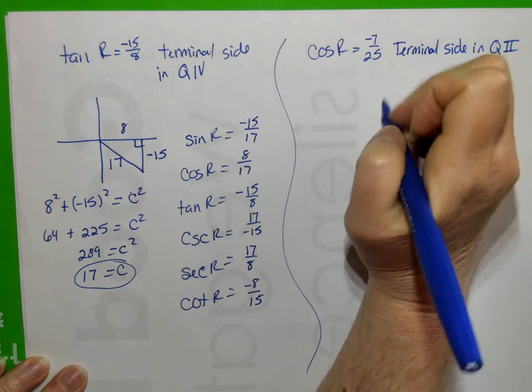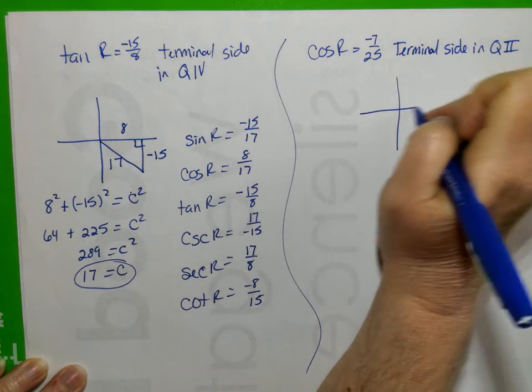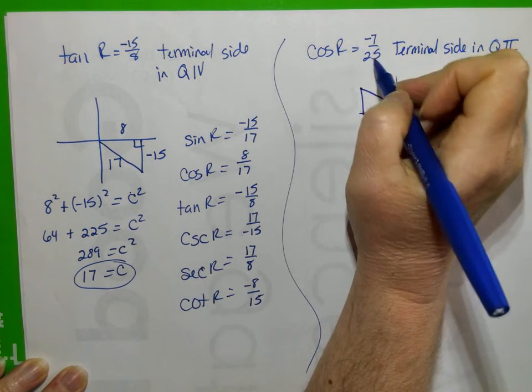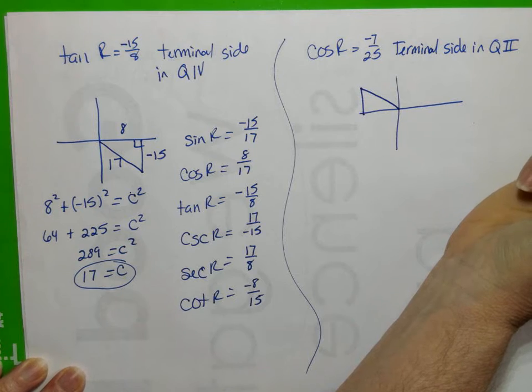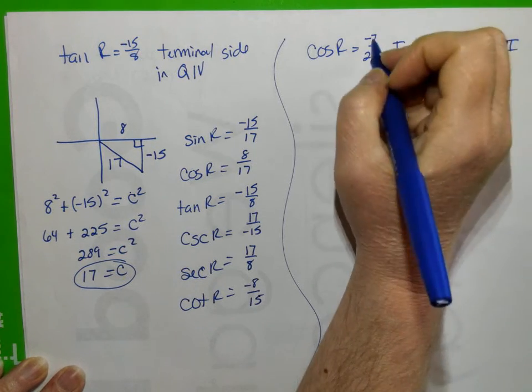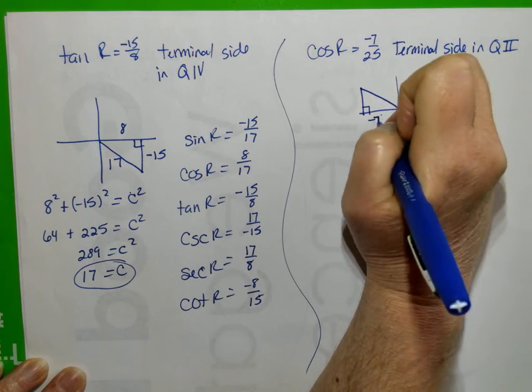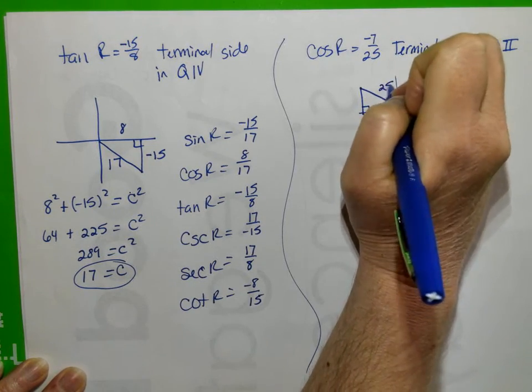This time we're in quadrant 2. Quadrant 2 is over here. And the cosine is -7/25. So that means my adjacent is down here. And my hypotenuse is 25.